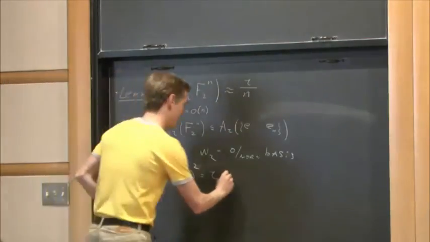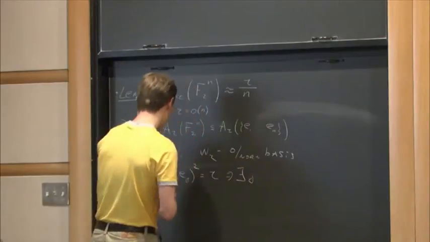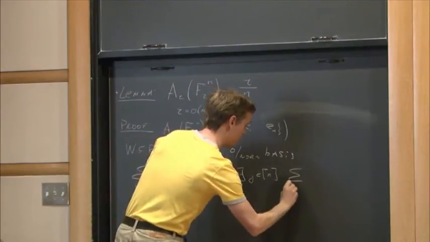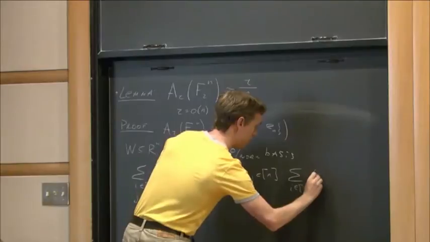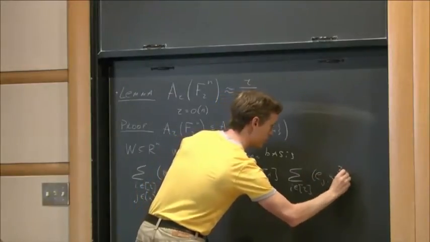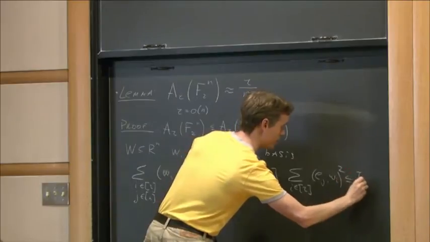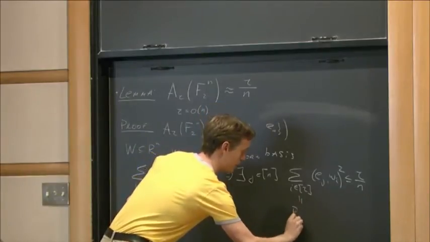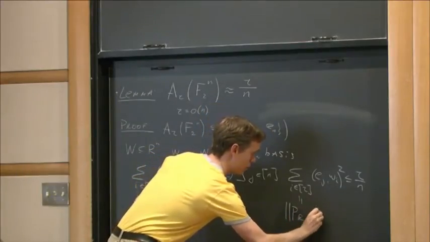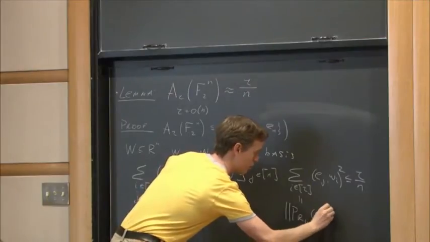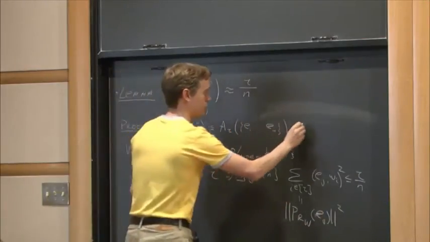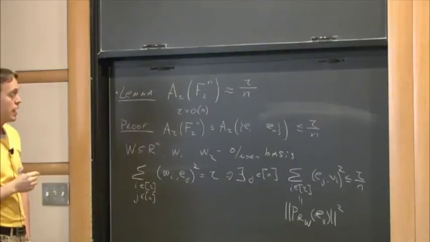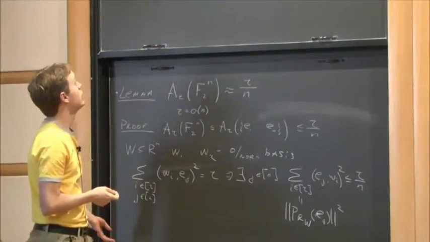But if the sum is r, this means that there exists j in n such that the sum over i in r of the inner product of ej and wi, squared, is at most r over n. This quantity is exactly the square of the projection of ej onto W. And we proved that it's at most r over n, so this quantity is also at most r over n. So this is an upper bound, and let's also prove the lower bound.